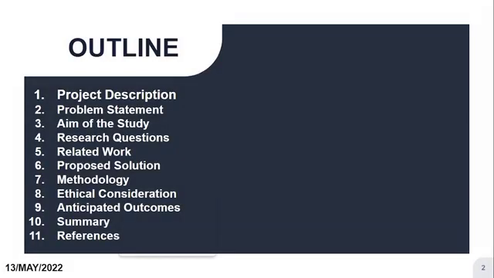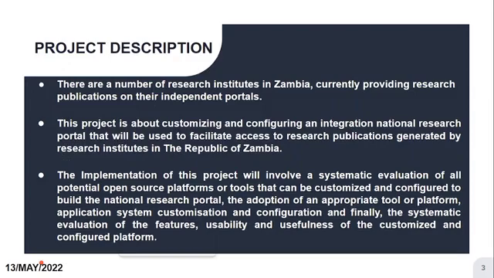The outline of the proposal presentation is as follows. Number 1, project description, problem statement, aim of the study, research questions, related work, proposed solution, methodology, ethical consideration, anticipated outcomes, summary, and lastly, references. We go to project description.